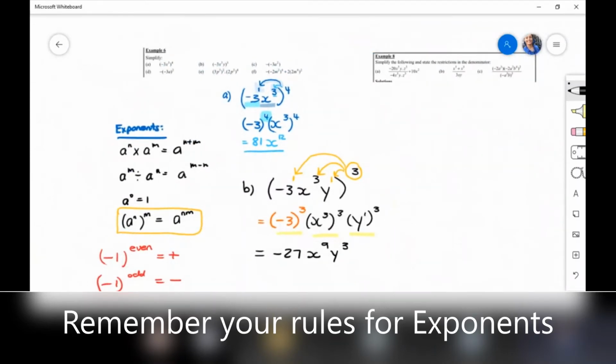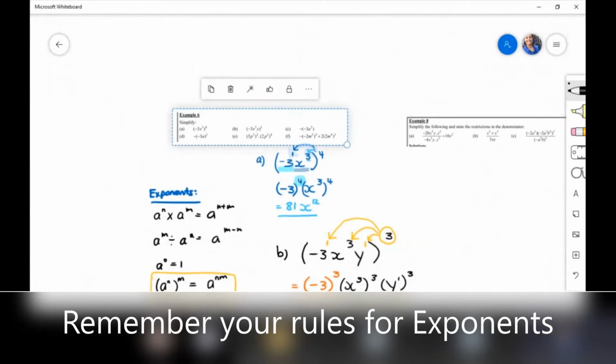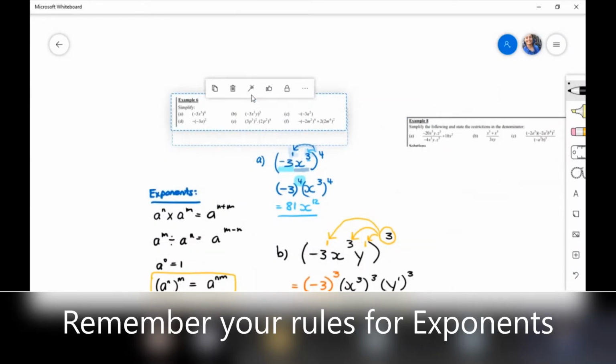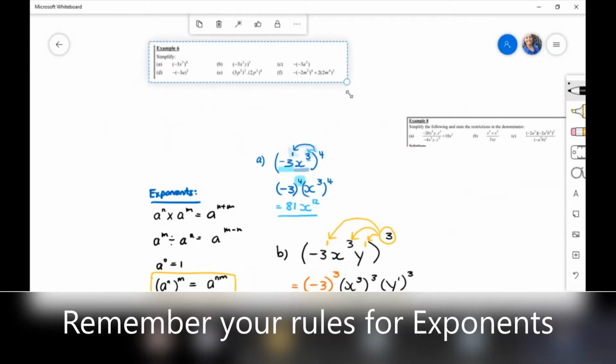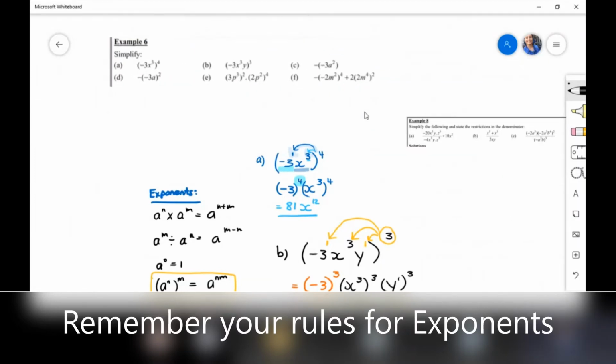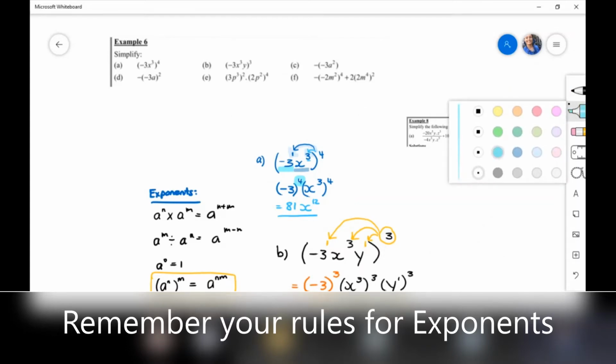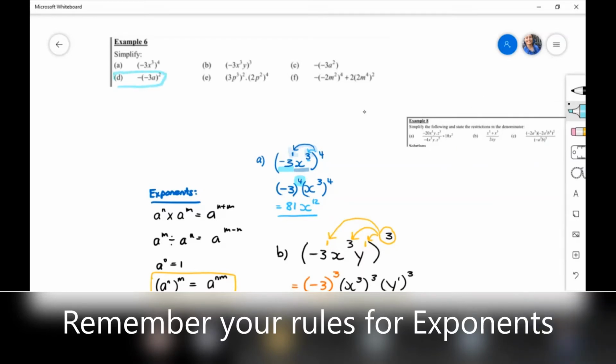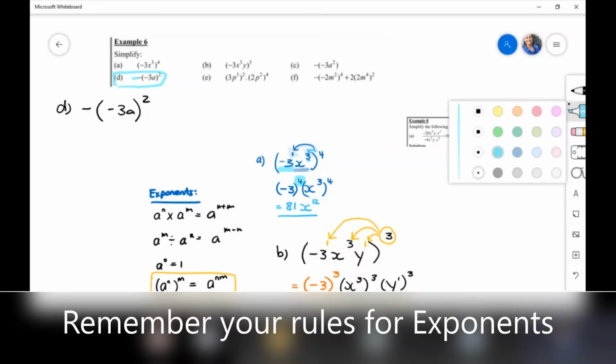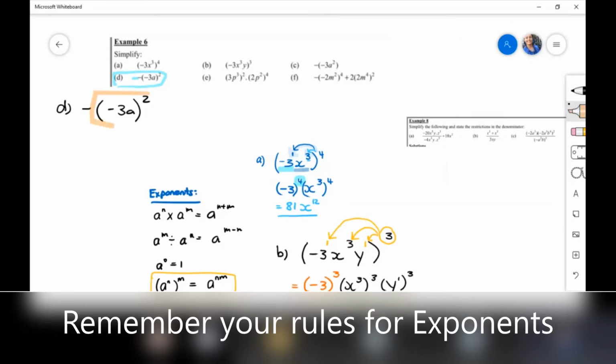Now, if we look at a negative sign outside of our bracket, we can see with number D, for example, you have that power not affecting the negative outside of the bracket. Let me just highlight that for you there. Number D. So that negative there has nothing to do with the power of 2, okay? So watch out when you get given questions like that. That negative 3a is to the power of 2. So our important section here is this right here.